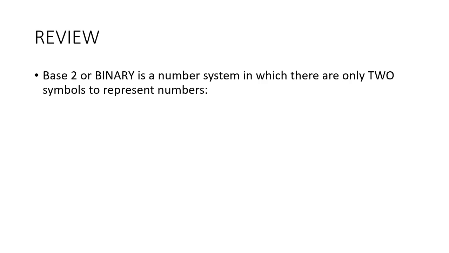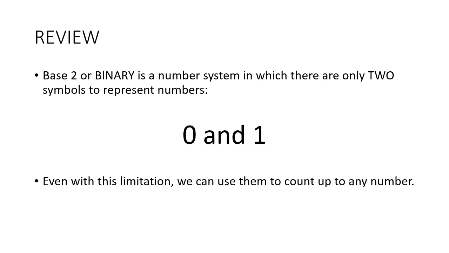Base 2, or binary, is a number system in which there are only two symbols used to represent any number. Those are 0 and 1. And even with these limitations, we can use these zeros and ones to count up to any number.